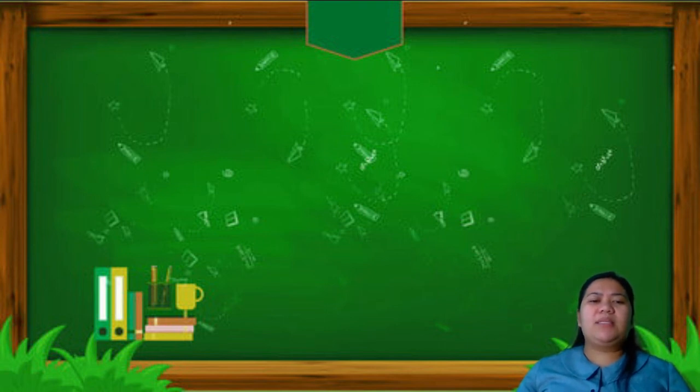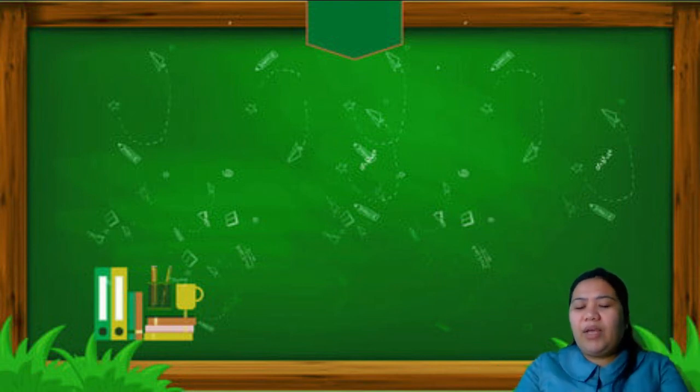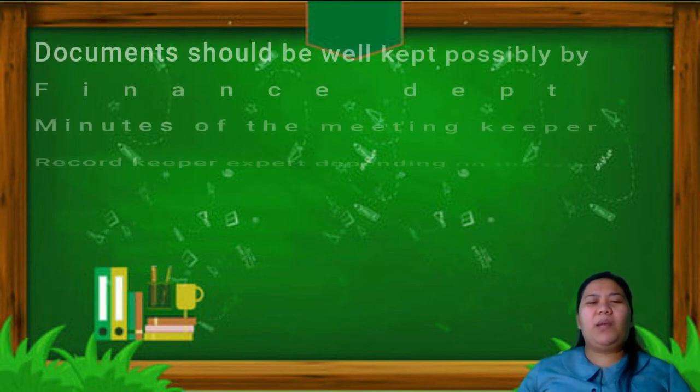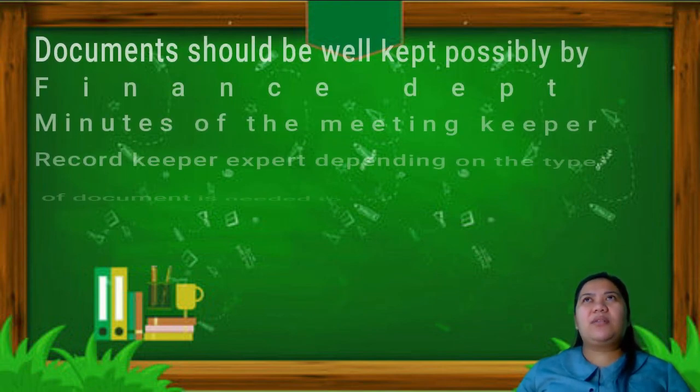Documents should be well kept, possibly by, for example, the finance department and the local government, so they should have their own tracks or records. Minutes of the meeting keeper, record keeper for attendance, depending on the type of document that needs to be kept. For example, in UE, we have food budget record, payment for the employer record, assessment of the employer record, civil status record.